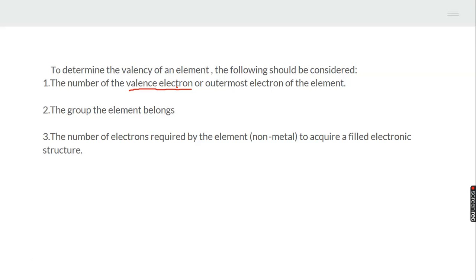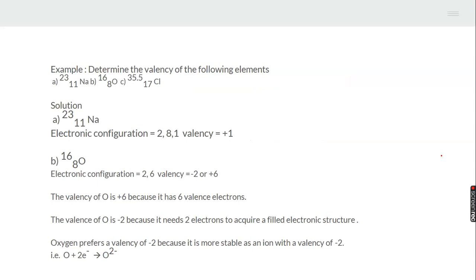So in determining the valency of an element, you must take care of these three things. The first one is the number of valence electrons or outermost electrons of the element, you have to know it. Then you have to know the group the element belongs to. You have to know the number of electrons required by the element, usually a non-metal, to acquire the filled electron structure. So we have some examples there.